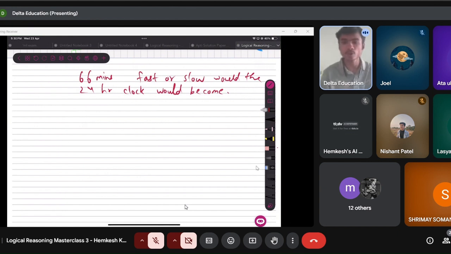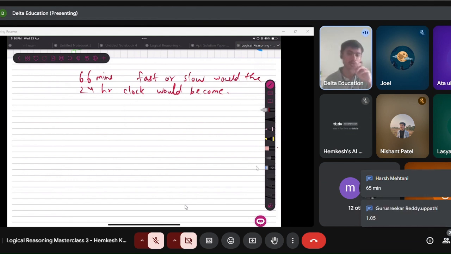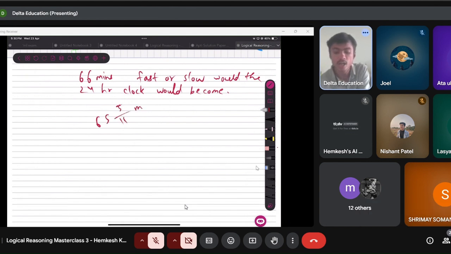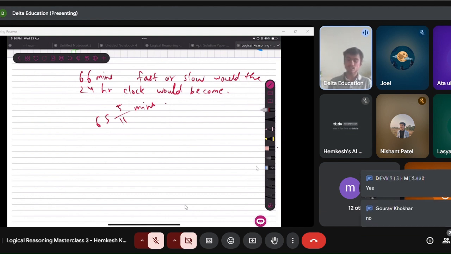So basically, before proceeding, does any one of you know after how many minutes the hour hand and minute hand meet each other after 12? Does anybody know that time? After how many minutes do the hour hand and the minute hand meet each other after 12? 1 hour 5 minutes 28 seconds maybe, so it is approximately 65 5 by 11 minutes. Now do you need the explanation of this? If you want I can give it very easily.